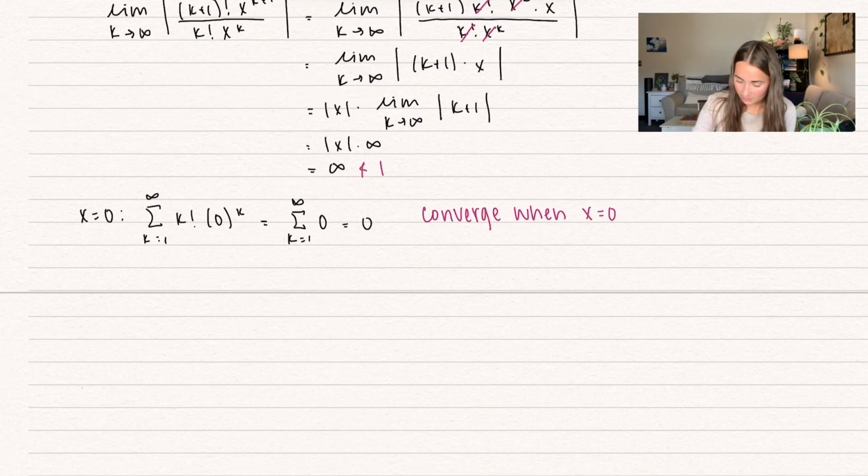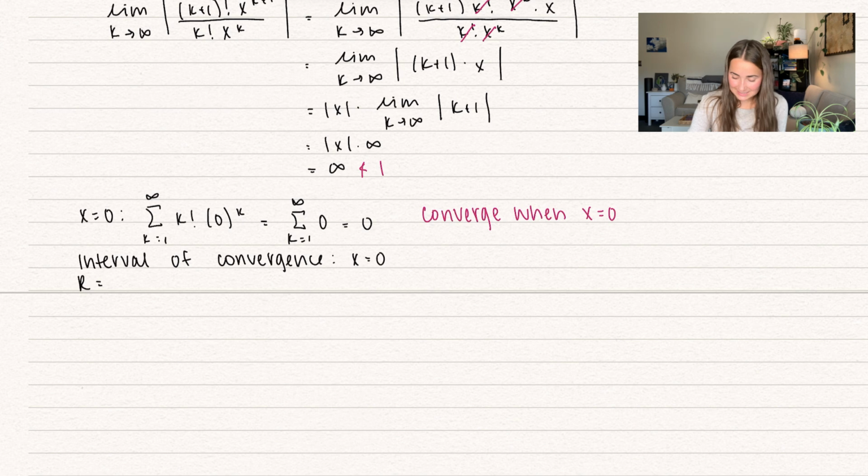So here, if you want to talk about the interval of convergence, it's not going to be very interesting. The interval of convergence is literally just a point. It's when x is equal to 0. So then the radius of convergence is also going to be equal to 0. So that is our final solution right there.